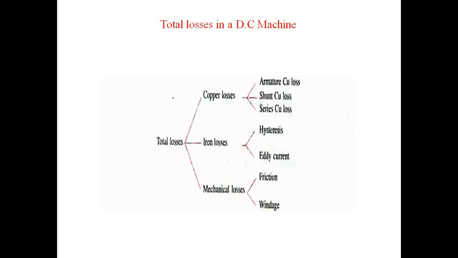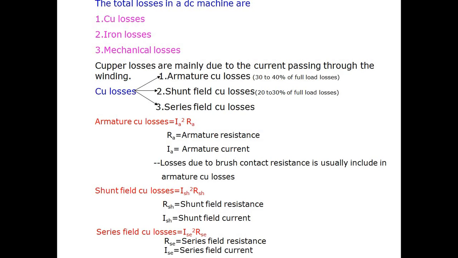Next topic, total losses in a DC machine. Total losses: copper losses, iron losses, mechanical losses. Copper losses: armature copper loss, shunt copper loss, series copper loss. Iron losses: hysteresis losses, eddy current losses. Mechanical losses: friction losses and windage losses. Total losses in a DC machine are copper loss, iron loss, mechanical loss.